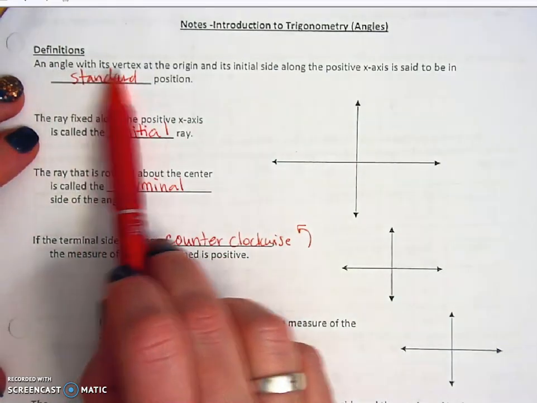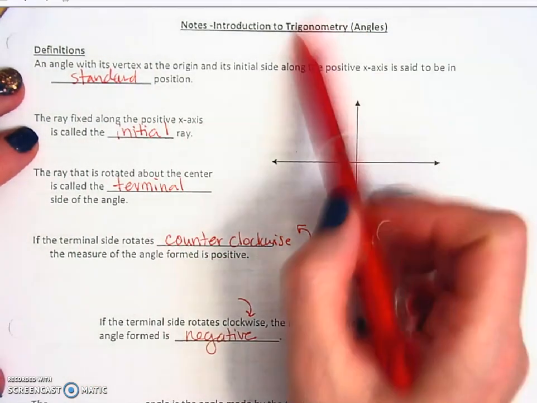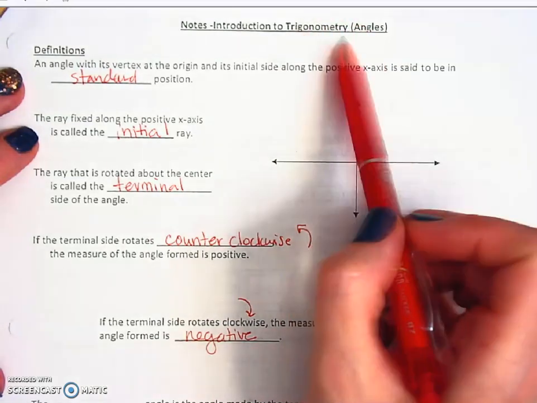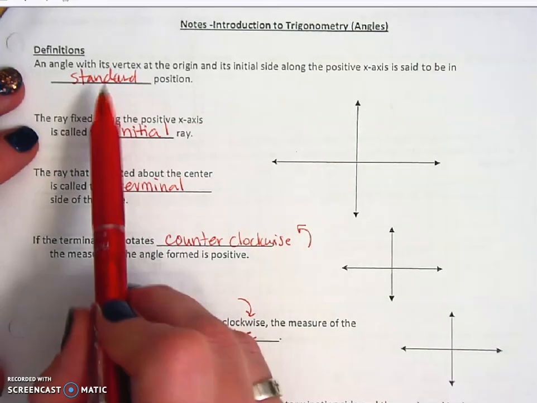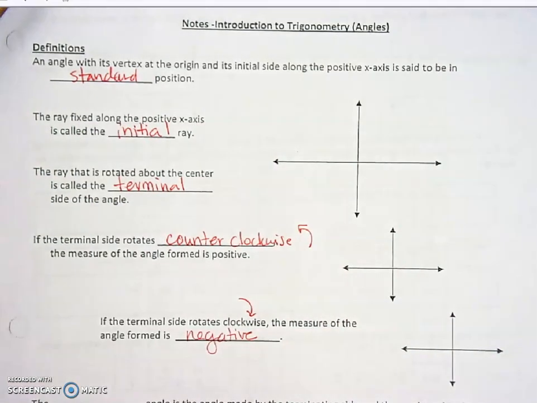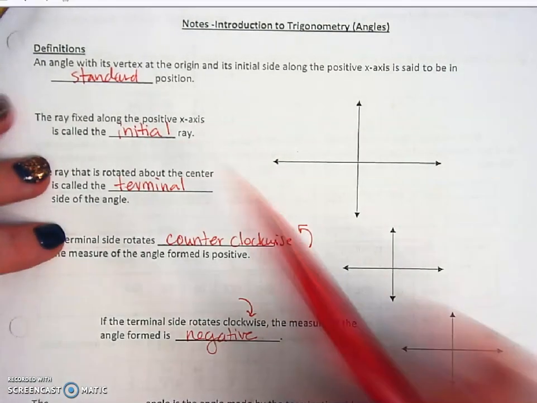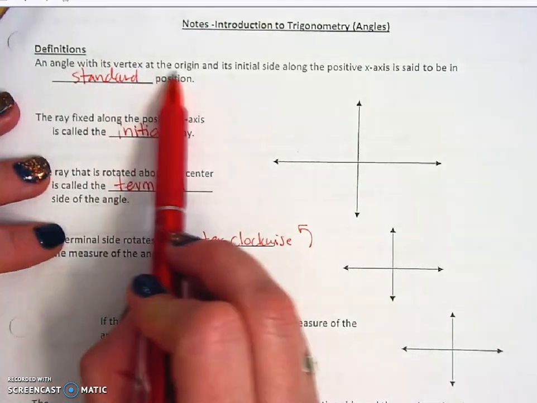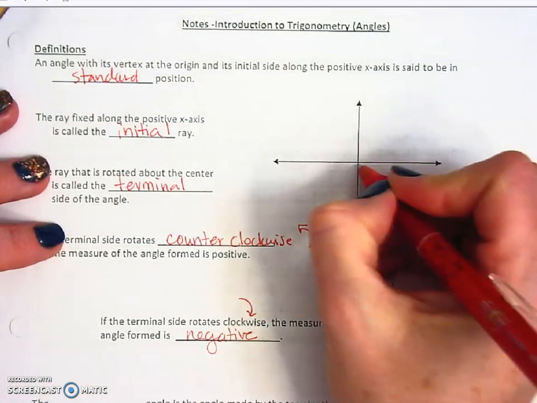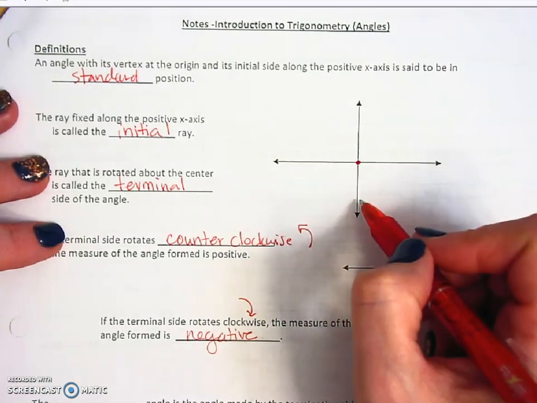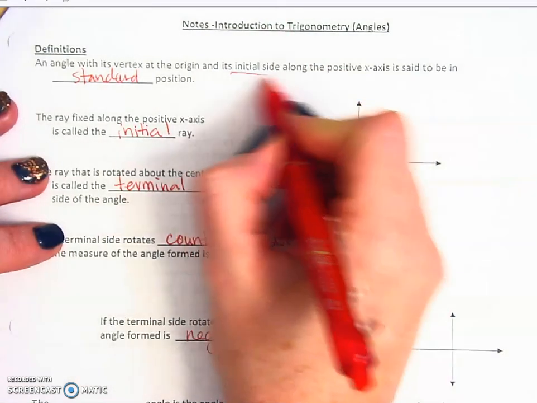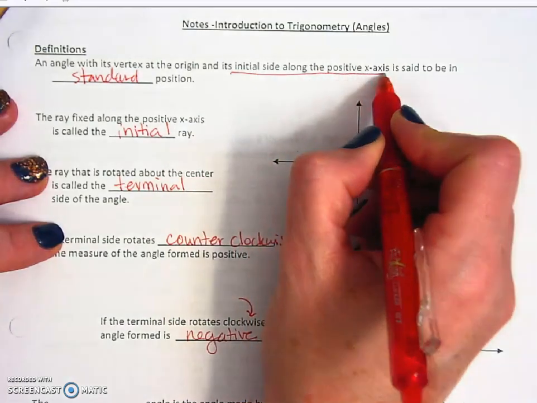An angle with its vertex. By the way, trigonometry is the study of angles formed from right triangles and what kind of functions we can generate from that. So our study today is just going to start with some basic vocabulary about angles. An angle with its vertex at the origin, so that would mean a vertex right here where these two axes intersect, and its initial side along the positive x-axis.